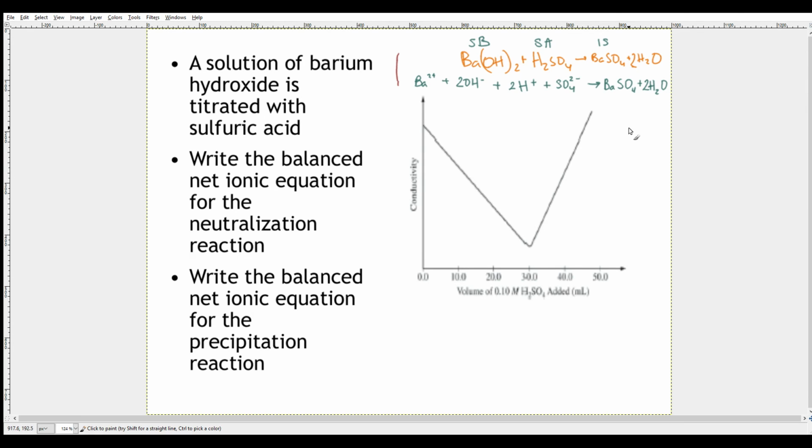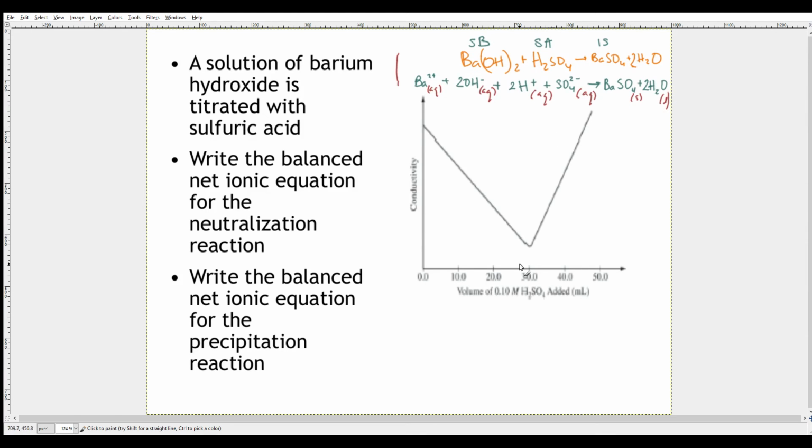So here I've got it balanced. That's good. Are there any ions that I can cancel out? I don't see any. I'm going to label what is aqueous and what is not. Here we know this is a solid and that's a liquid.